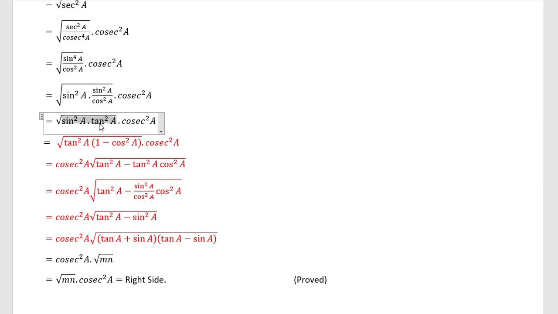the term sin square a into tan square a is equal to tan a plus sin a into tan a minus sin a. So we have broken down this sin square a into tan a into 1 minus cos square a, and we have multiplied tan square a and cos square a here, and we have broken down tan square a into sin square a by cos square a here. We have kept the cosec square a the same. We have taken the cosec square a at the front of root over sine to remove the confusion, to get away from the confusion.